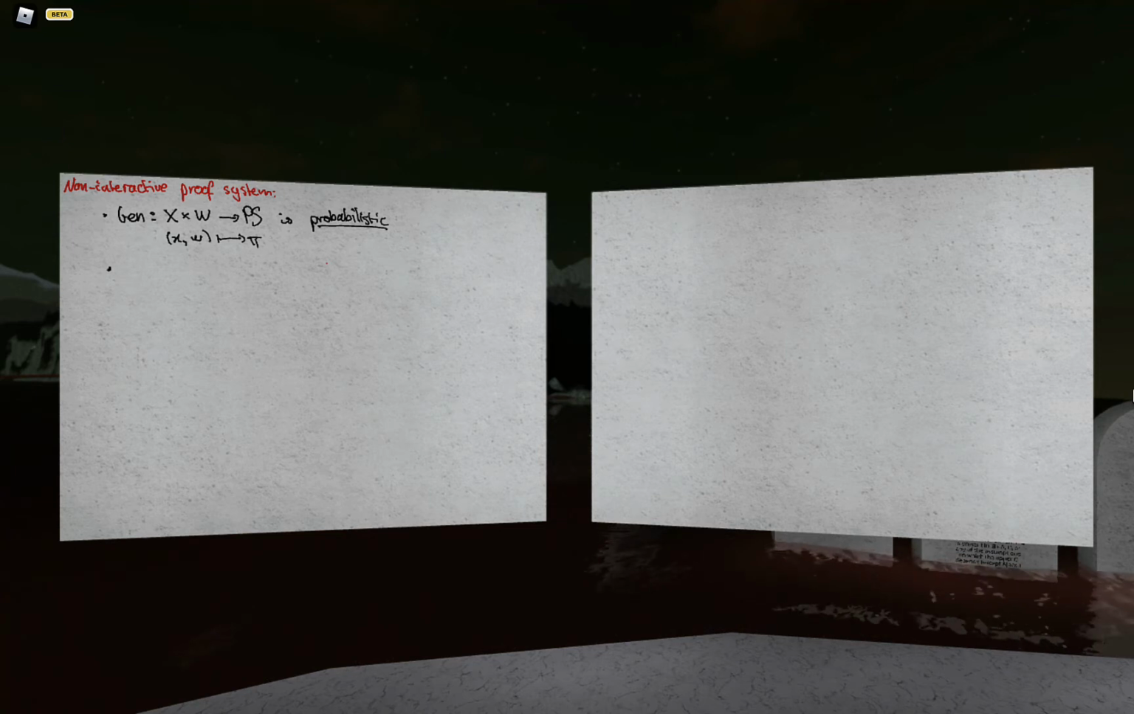Okay, and then there was a check algorithm. This has to be deterministic. It's going to take a statement and a proof, and it's going to either accept or reject. Yes, this is a legit proof, or no, this is a bogus proof.